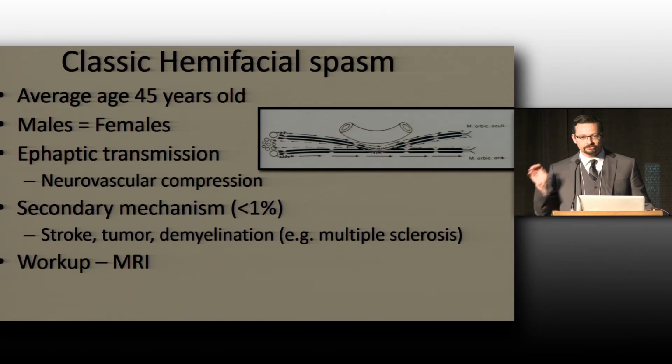It short-circuits and it's spasming and firing. The nerve is firing when it's not supposed to. Most of the time, again, it's neurovascular compression. Most of the time, these patients are treated with botulinum toxin.